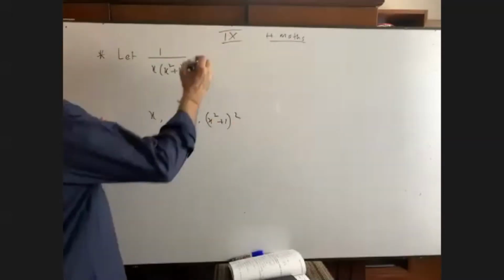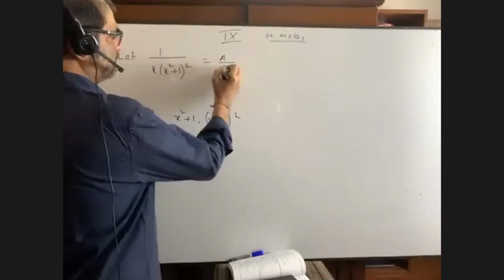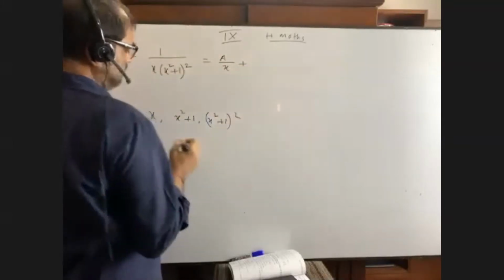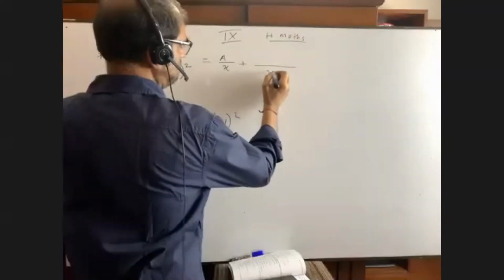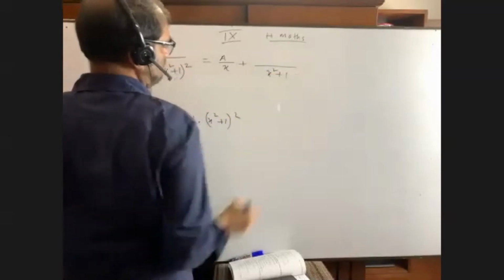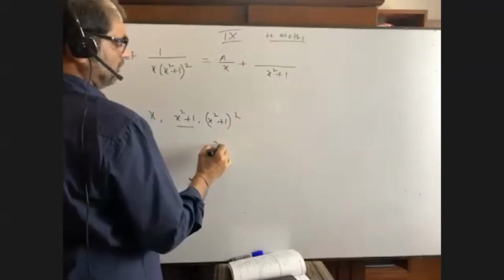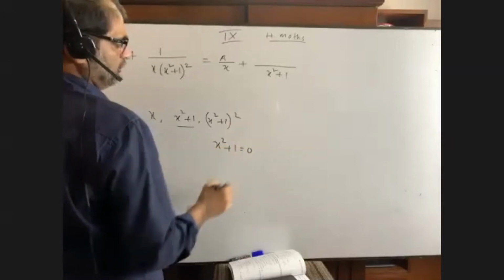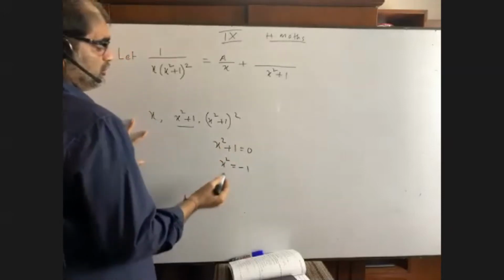So, what should we do? A by x. Now I am going to take this one. That means this. But we cannot find the value from here. x square plus 1 equals to 0. That I told you.